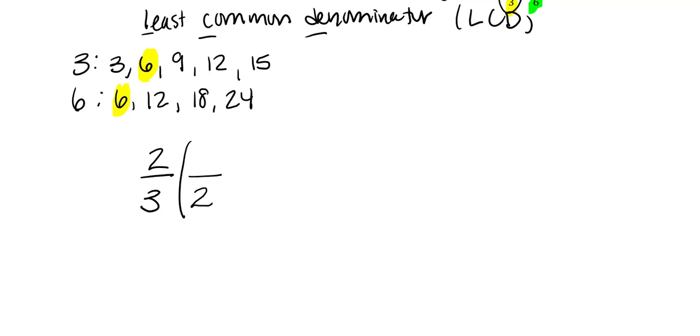Now whatever we do to the bottom, we have to do to the top, so that it doesn't change the value of the number. This is the same value, but different numbers. Anytime you multiply a number by a fraction that is a number over the same number, it's just multiplying it by 1, which does not change it at all, right? It's essentially going 2/3 times 1.